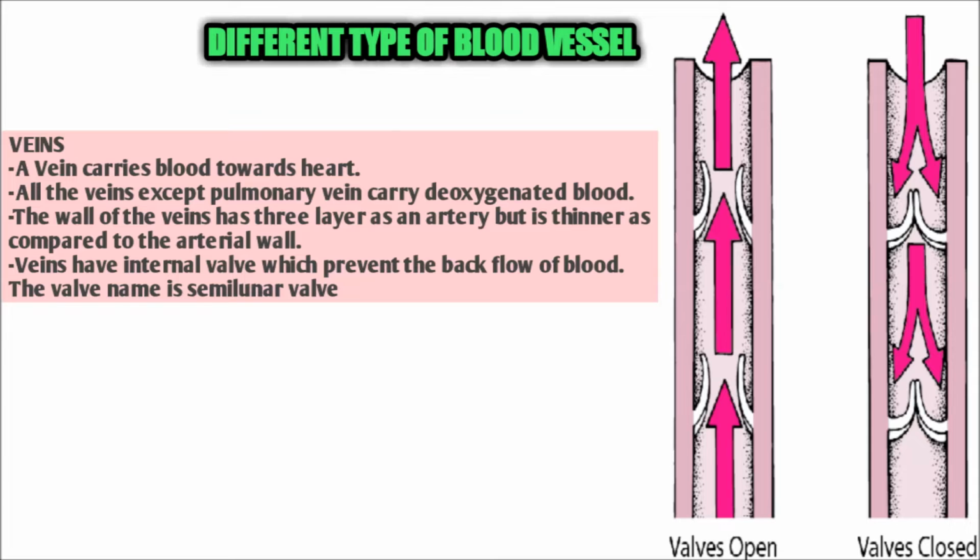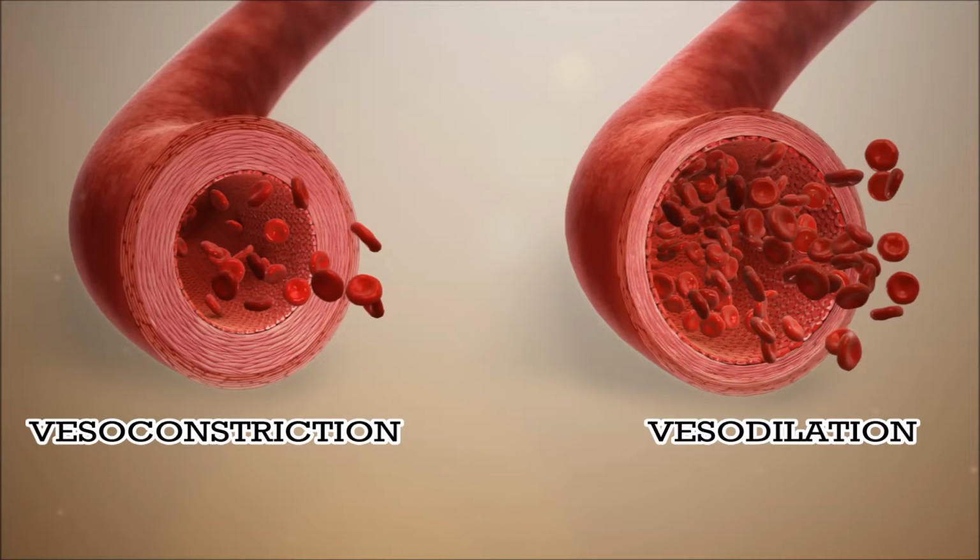Okay, so now there are two new words which I did not explain here. When I explained the artery, I mentioned vasodilation and vasoconstriction. So friends, what is vasodilation and what is vasoconstriction? These two words are related to our blood pressure. Now the question is, what is blood pressure?